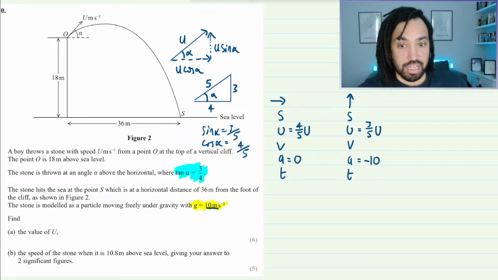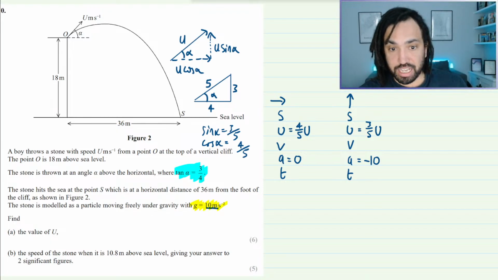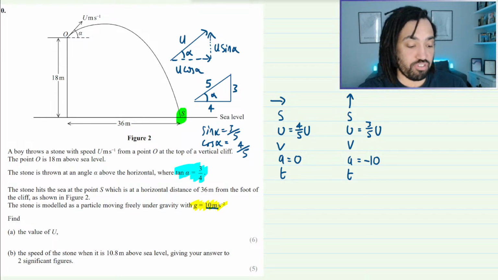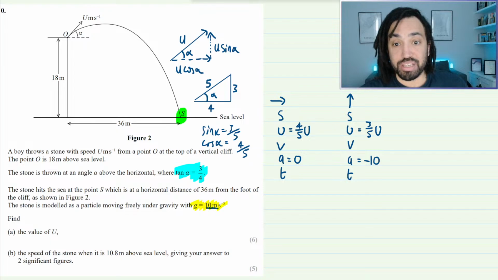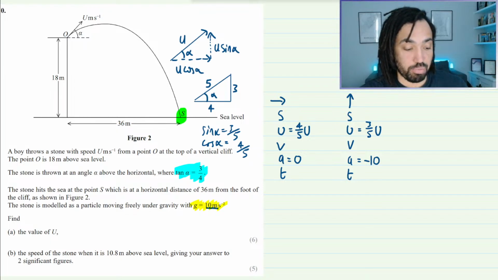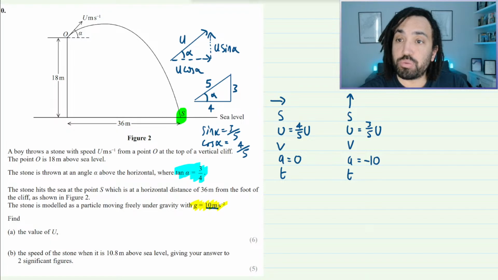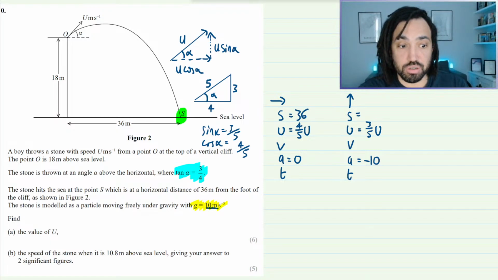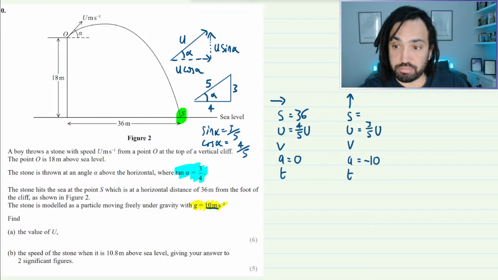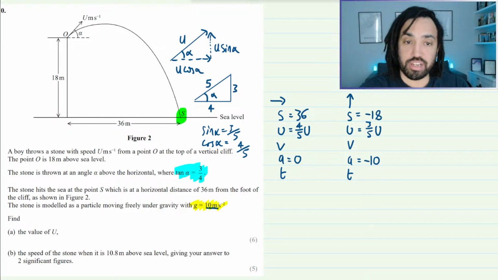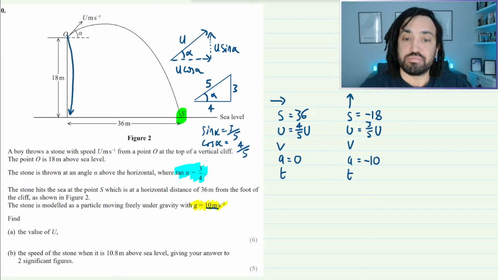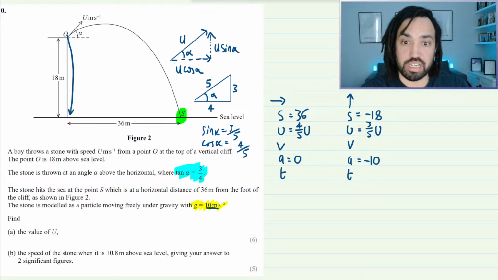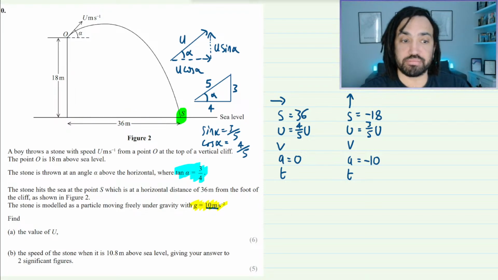Okay, and we don't have much more information other than that, do we? Oh, we do. Absolutely we do, because we are told all the information that is happening at S, so that means that we are going to examine that particular point at S. And what do we know is happening at S? The displacement in the horizontal is 36, in the vertical is minus 18, because it's gone down 18. So horizontal is going to cross in the positive direction 36, but the vertical is gone down 18, so I'm going to put minus 18 there.